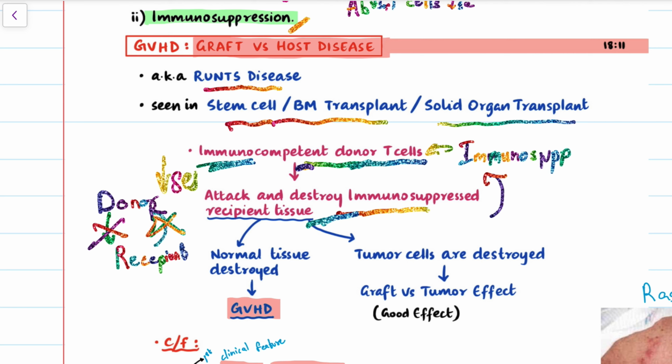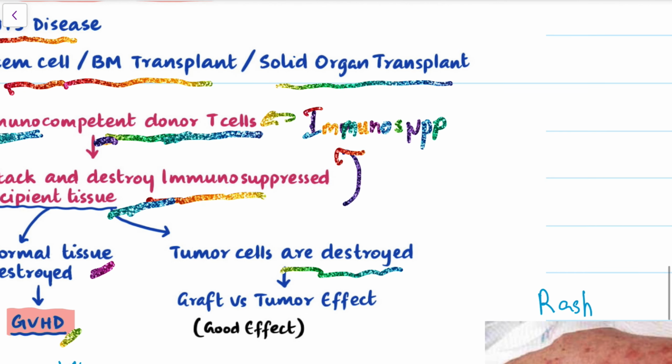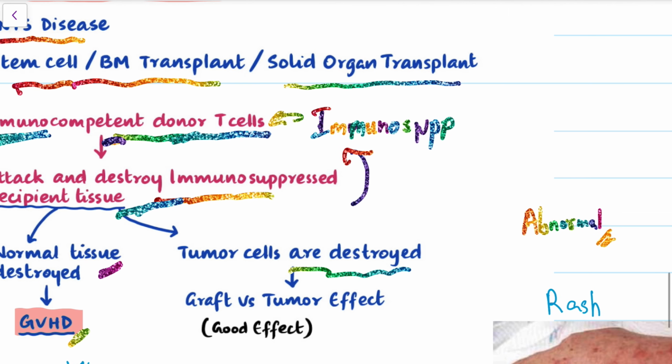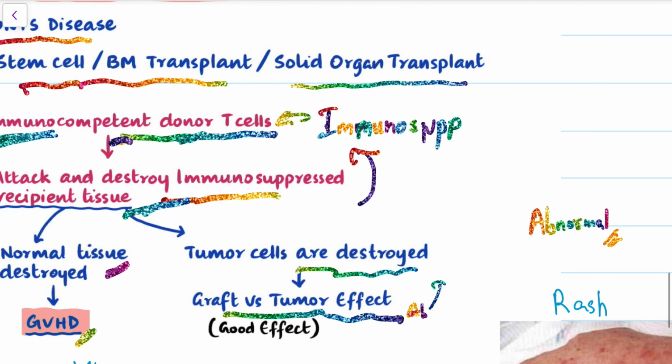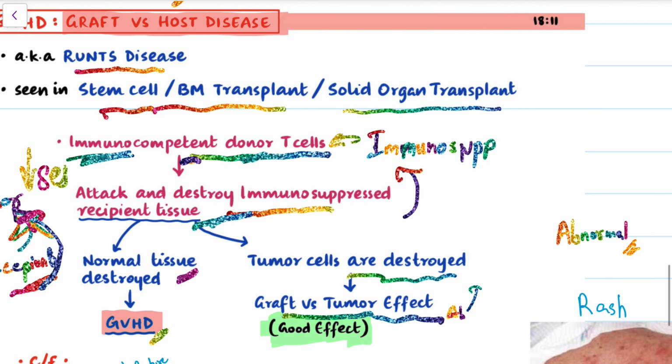First one is normal tissue being destroyed. The donor antibodies and T cells go and destroy the normal cells of the recipient. That is GvHD or graft versus host disease. And the other thing is tumor cells are destroyed. You see, these recipient cells are actually abnormal cells, right? They are somewhat different, and they might cause tumors also. So these antibodies of the donor organ go and destroy these tumors. That is known as graft versus tumor effect, and that is a really, really good thing. Actually, an organ transplantation is said to be a success only when a graft versus tumor effect is observed.